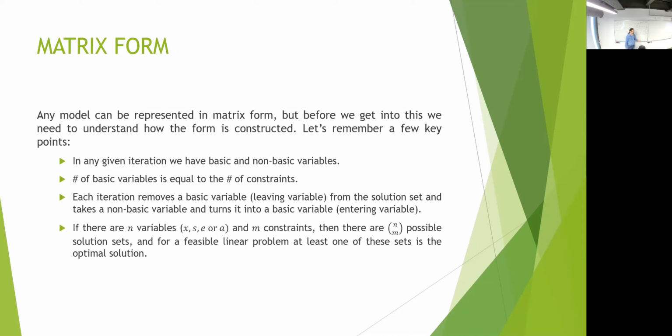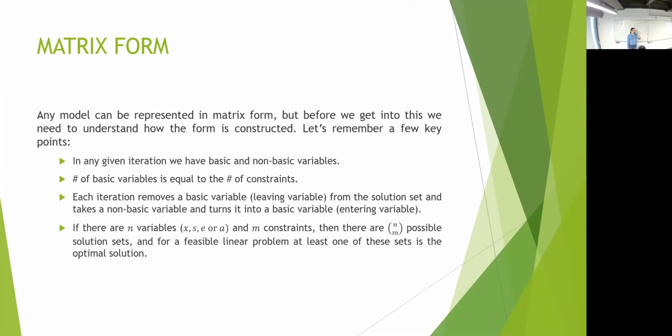Let's say that. Okay, this is the matrix form. The matrix form is the bread and butter here. We use the matrix form for everything here, from calculating the right-hand side values to making iterations to finding the objective function value when it's optimal, etc. We need to be able to show everything in a matrix form. Okay. Any model can be represented in matrix form, okay?